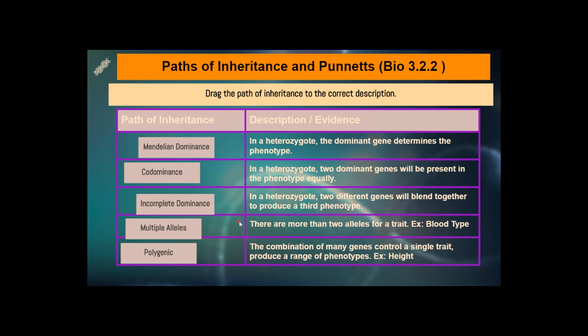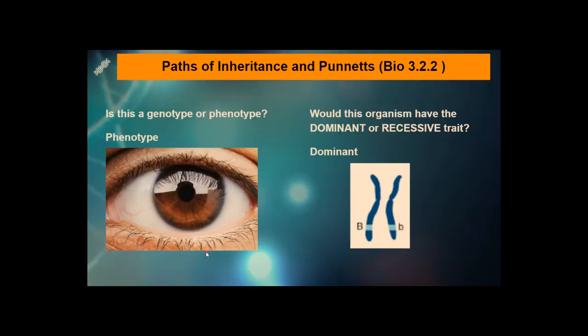With multiple alleles, there's more than two alleles for a trait. For blood, an example is blood type, where we have A, B, and O. And polygenic is when many genes control a single trait, and there's a range of phenotypes. So your height, skin color, eye color, those are all polygenic traits controlled by more than one gene.